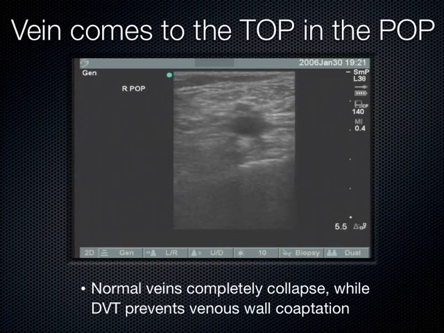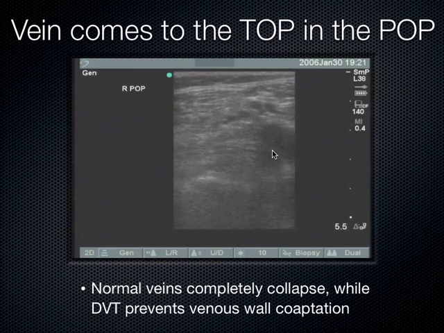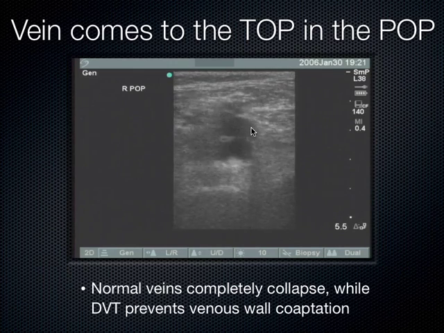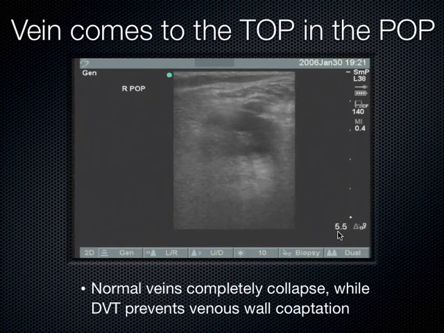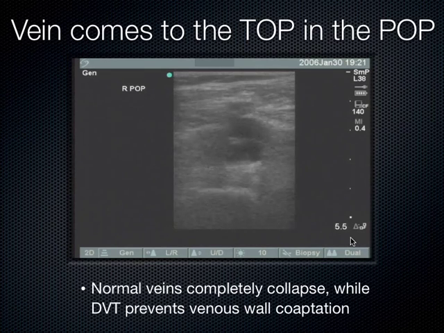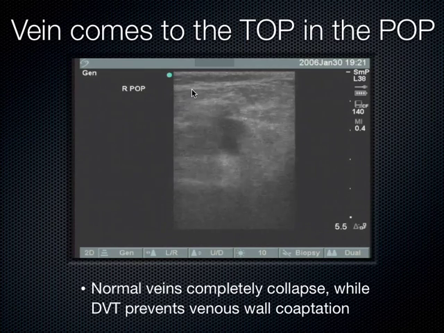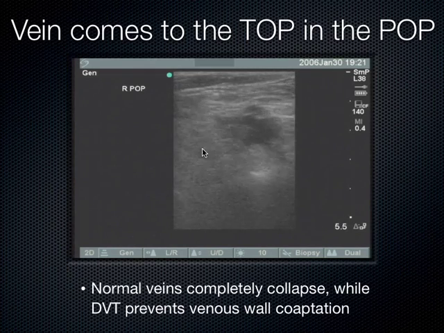Now the vein comes to the top in the pop. This is a normal popliteal vein over here that's easily compressible. You see it up there? They've got the depth way down at 5.5. I would probably decrease that depth to 4 something so that this takes up more screen real estate, right?